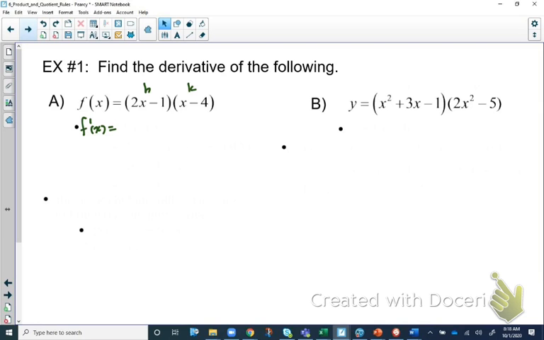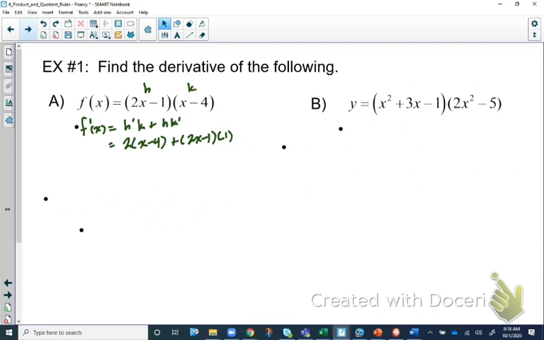So what I'm going to do is take the derivative of what I've labeled as h, and multiply it to k, and then take whatever h is and multiply it to the derivative of k. And here, the derivative of the first binomial is just a 2, and that's going to get multiplied to the x minus 4 binomial. Then we're going to put a plus sign, so the general expression for h is going to be 2x minus 1, and the derivative of the second binomial is just a 1.